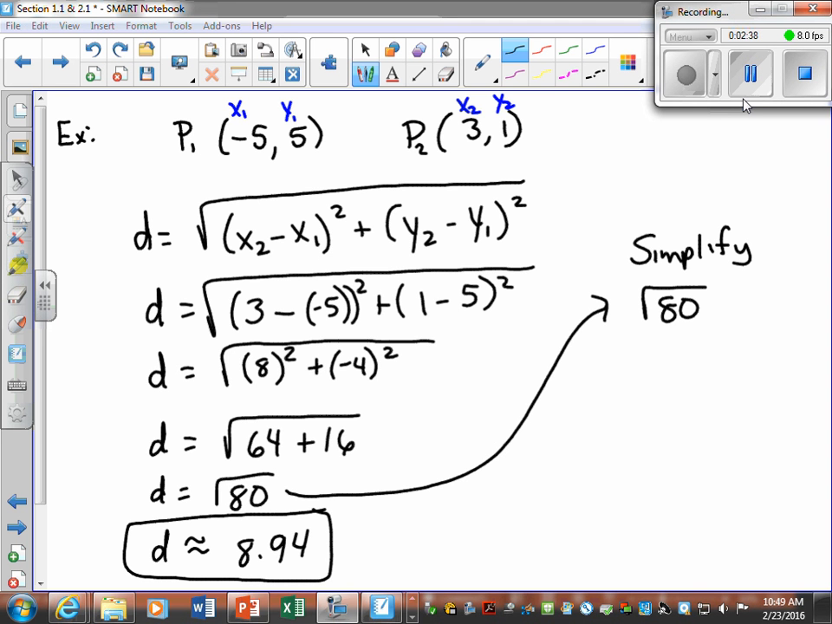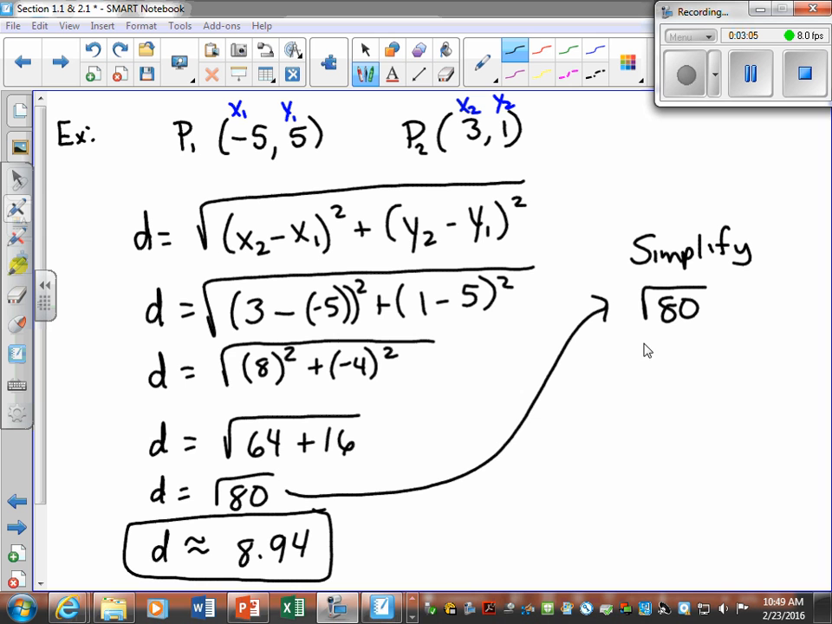Okay, so when we plug our points in and we simplify right here, remember this is minus and negative, so 3 plus 5 is 8. 8 squared is 64. This is negative 4. Negative 4 squared is 16. We get the square root of 80. Now that isn't an exact answer, but I'm going to show you some work in a minute about how to simplify that radical. And then the approximate value when you put it in the calculator is 8.94. So this is an exact and approximate.